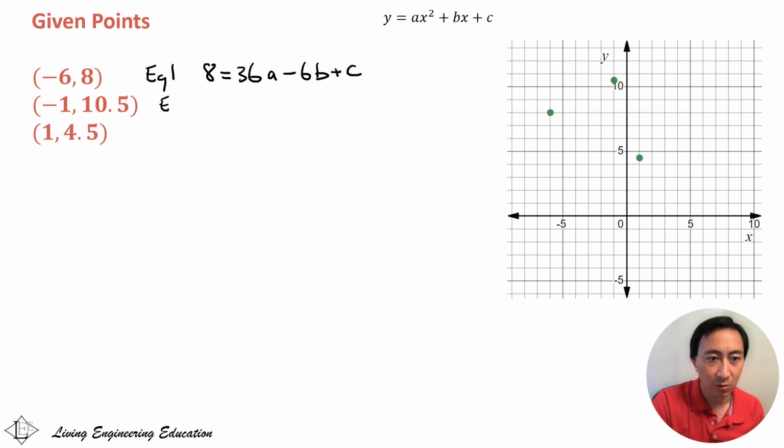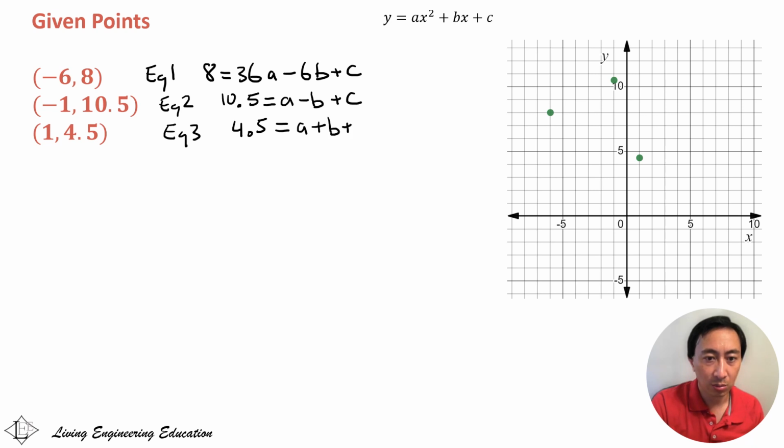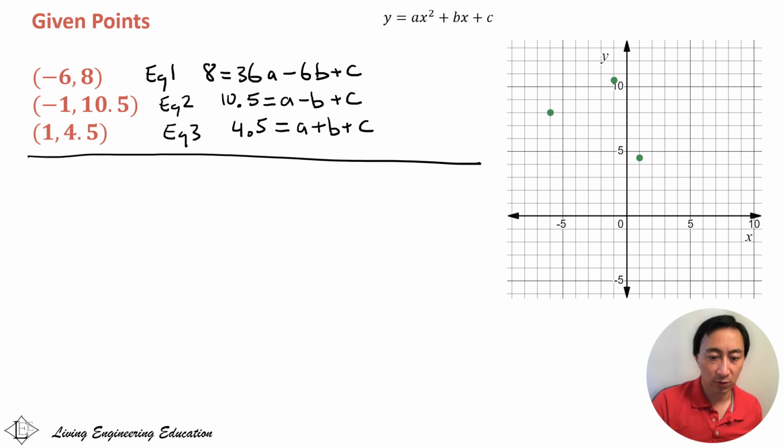Do the same thing for equation 2. We have y is 10.5. -1 squared is +1, so we got a, negative b, plus c. Then equation 3, we have 4.5. We have 1 squared, which is just 1, times a, plus b, plus c. Okay, so we have our 3 equations. Hopefully you matched that as well.